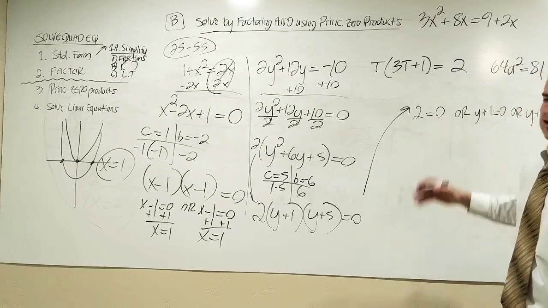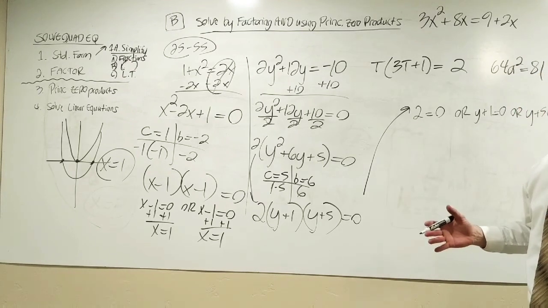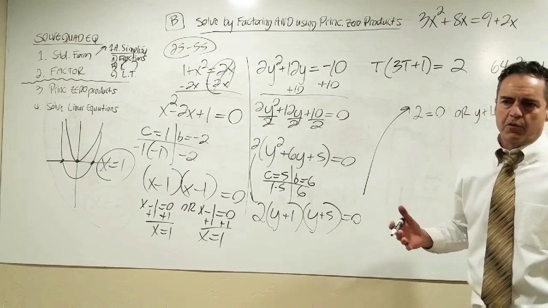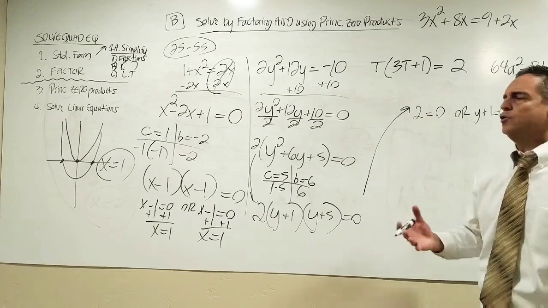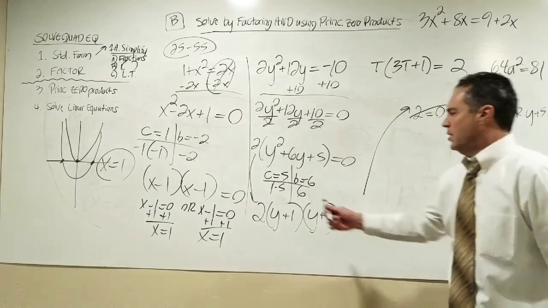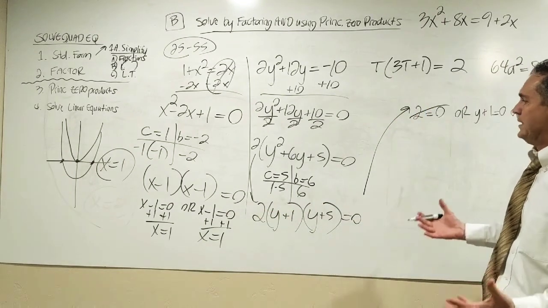So listen, people, does 2 equal 0? What does Forrest Gump say? Stupid is as stupid does, right? This is just stupid. Of course it doesn't equal 0. 2 is never equal to 0. 2 equals 2. 0 equals 0. So this is not a solution. 2 cannot equal 0, okay?